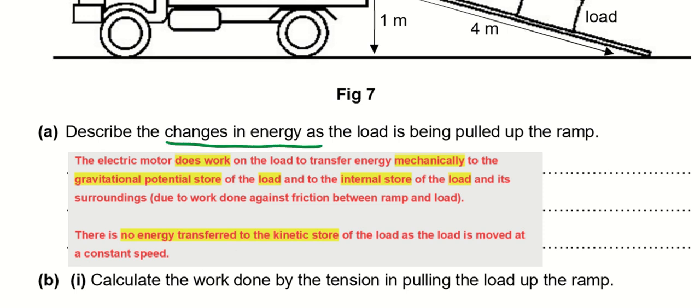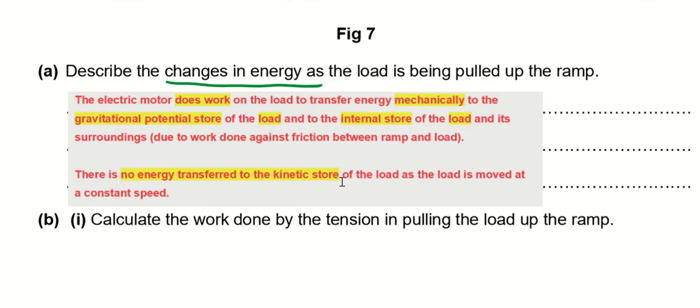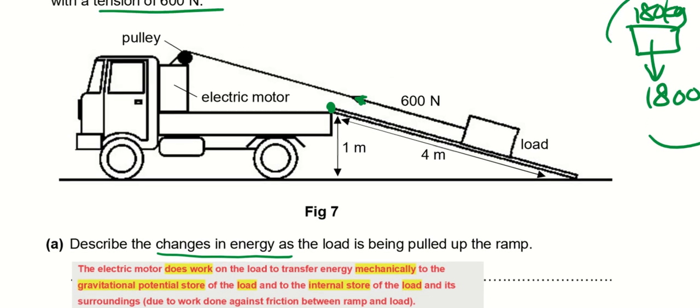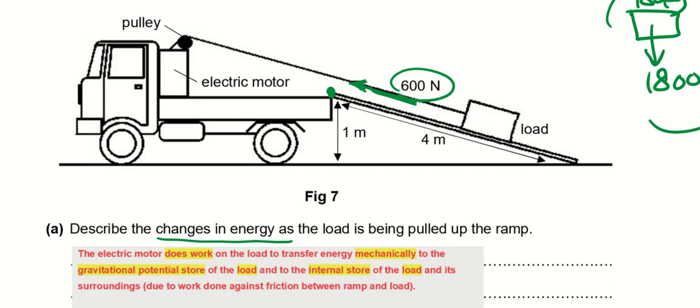So there's actually no energy transferred to the kinetic store. Okay, so B part 1, calculate the work done by the tension. It's a force pulling the load up the ramp. The tension is in this direction, diagonal, with a value of 600 newtons. Work done is force times distance moved in the direction of the force, so we should choose 4 meters and not the 1 meter.